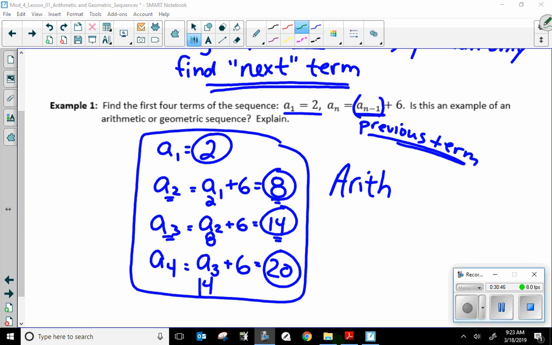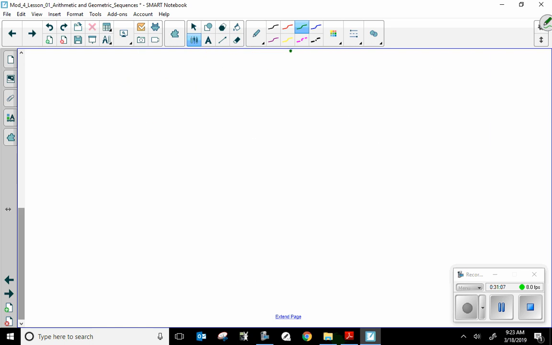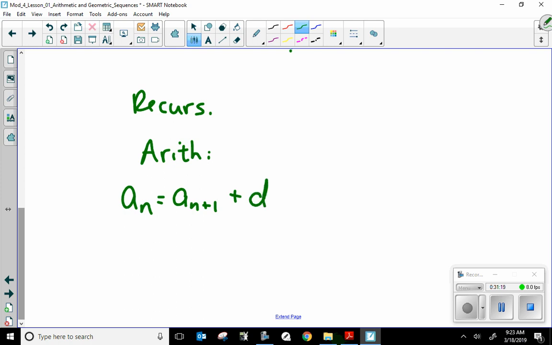Meaning, plus 6, plus 6, plus 6. Now, there is an easier way. There are equations for recursive. I'm going to write these. I probably should have written them under here. If I want recursive for arithmetic, I take the previous term and I just add what my common difference is to it. How do I get from one term to the next? I add my difference. They have to give you A1, or the previous term, whatever.